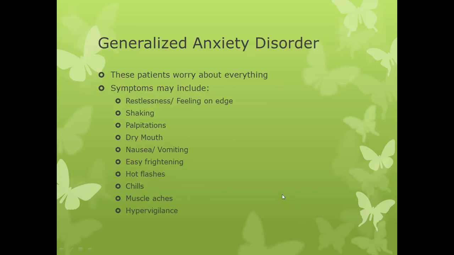Generalized anxiety disorder. People worry about everything. They might be restless. They might feel on edge, shaking, palpitations, dry mouth, nausea, vomiting. Easily frightened. They might be hypervigilant and watching everything going on around them. These are all just pretty generalized symptoms.